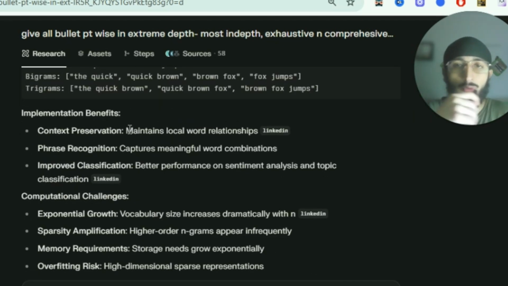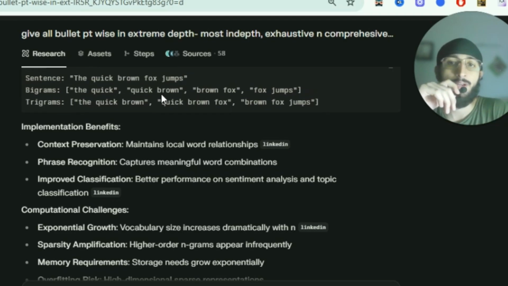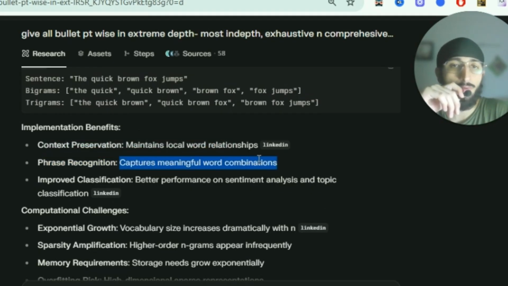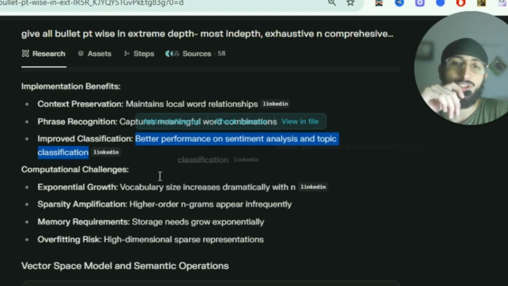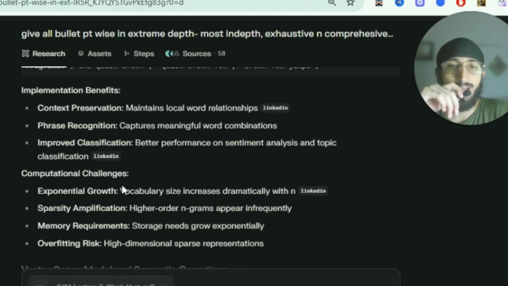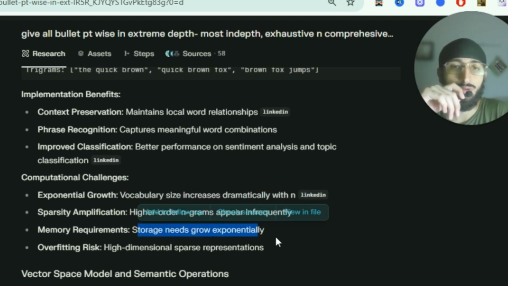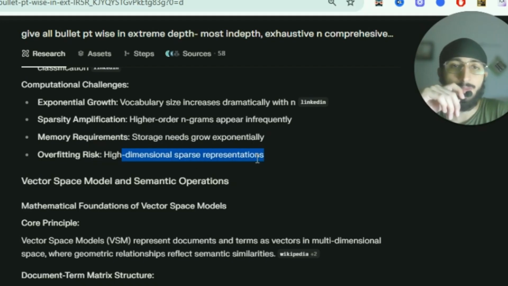Now, implementation benefits. Context preservation maintains the local word relationships, because we are considering windows, or basically sizes of the sentences, from which we can easily extract the context of the sentence, right? Phrase recognition also captures meaningful word combinations. Improved classification: better performance on sentiment analysis and topic classification. Computational challenges, though: we have exponential growth in vocabulary size, which increases dramatically. Sparsity amplification: higher-order n-grams appear infrequently. Memory requirements: storage needs grow exponentially. And overfitting risk: high-dimensional sparse representations.